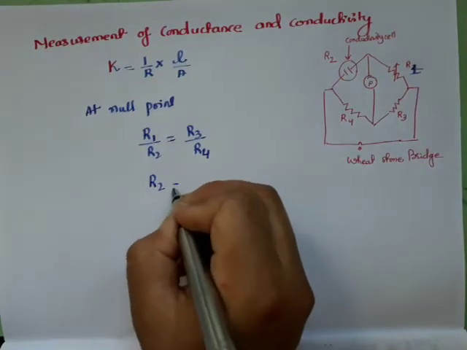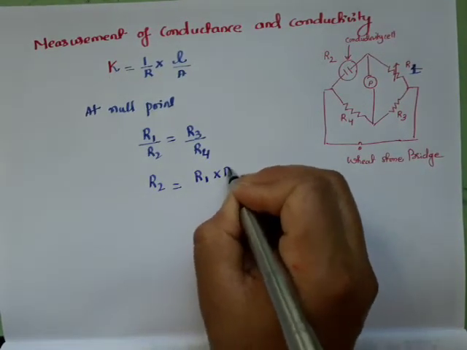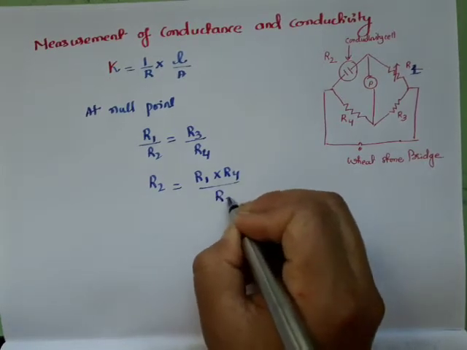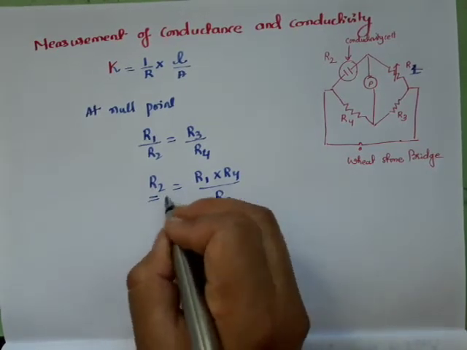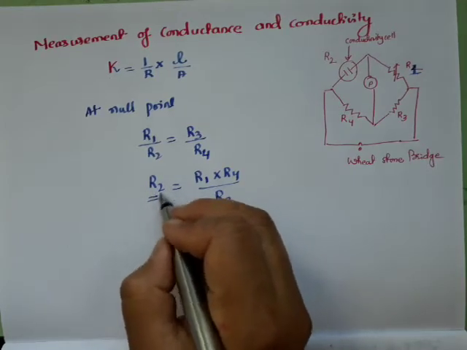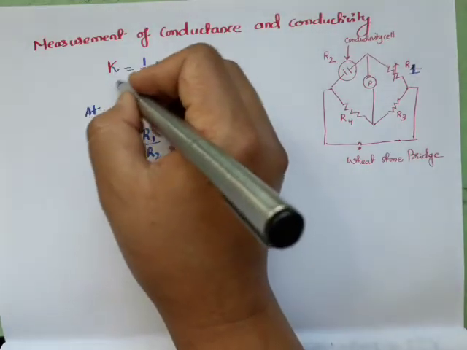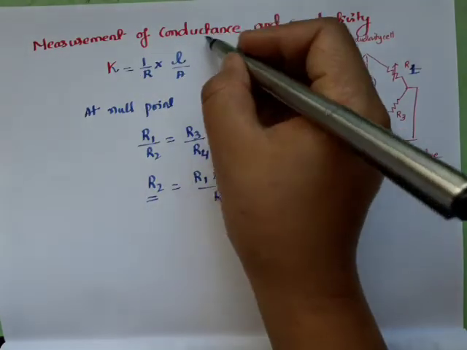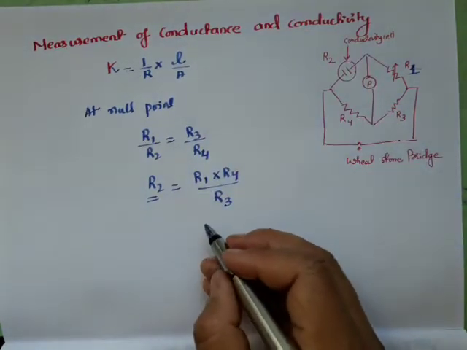So R2 then becomes equal to R1 into R4 divided by R3. This is how your unknown resistance can be measured, and after this we can find out the value of kappa, and we can find out the value for the conductance.